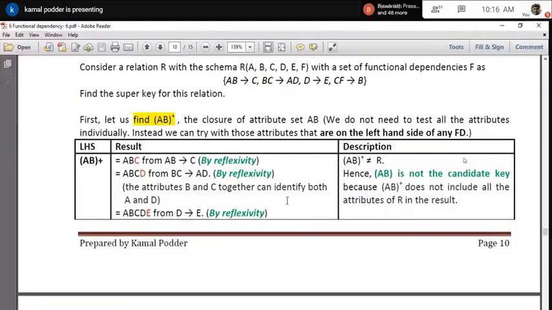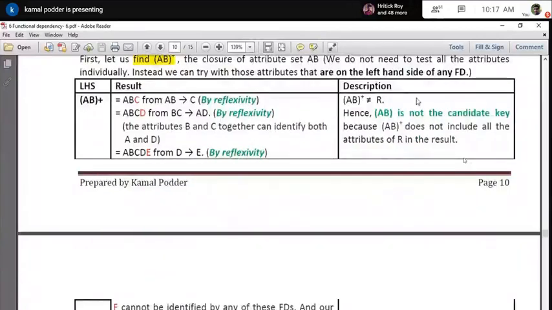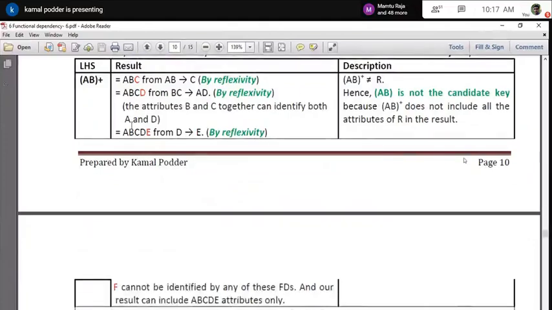Now if you consider the closure of AB, it contains A, B, C, D, and E, but there is no F. So naturally, we can say that AB plus is not representing the R. So AB is not the candidate key because AB does not include all the attributes. The closure of AB is not the full relation. That is what it is saying. So naturally, we can say that AB is not a candidate key.